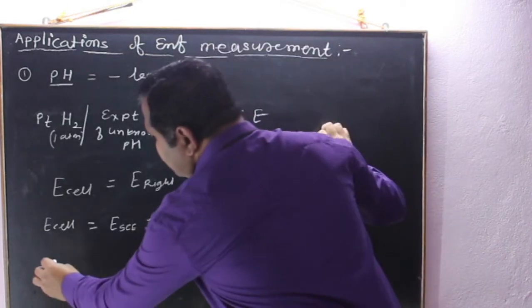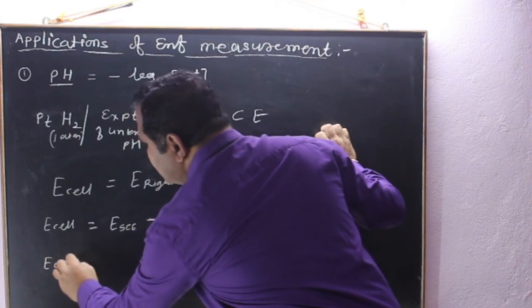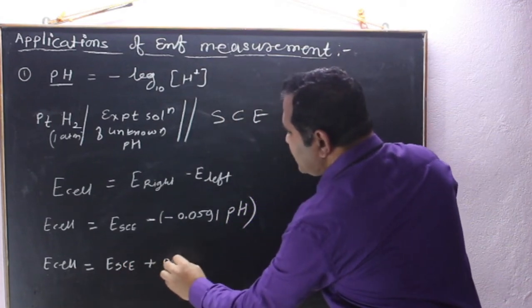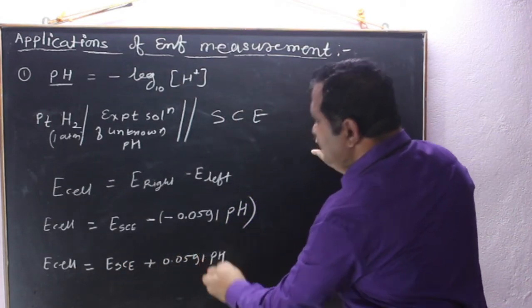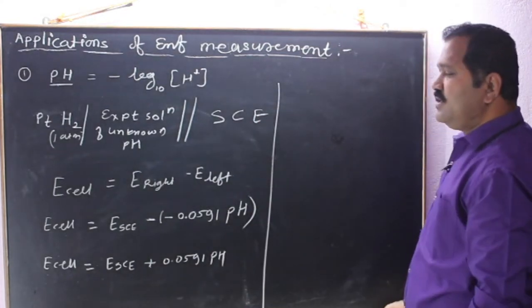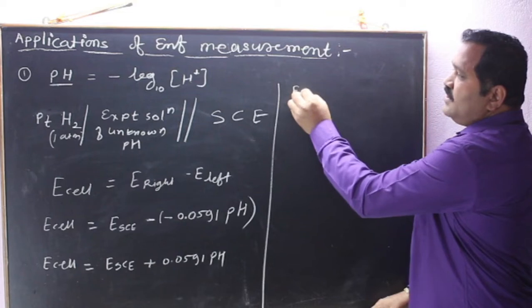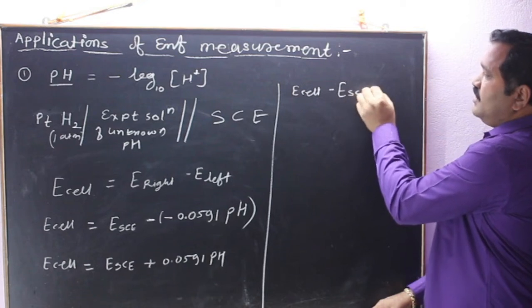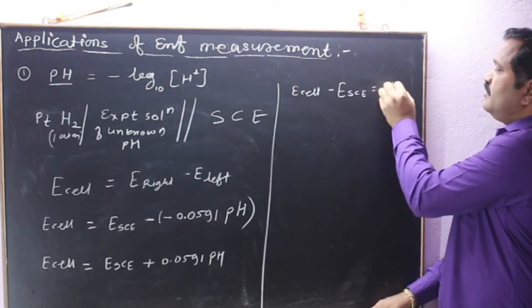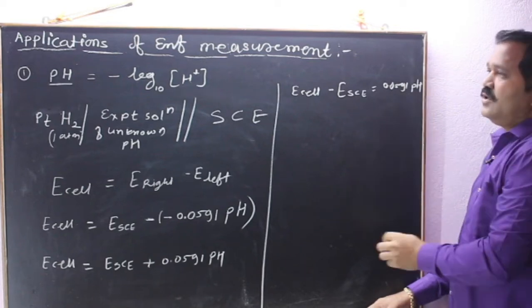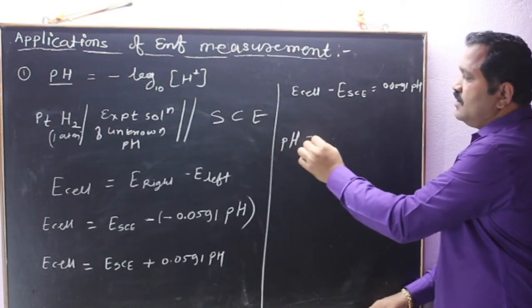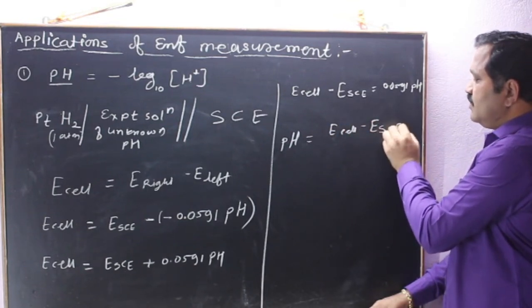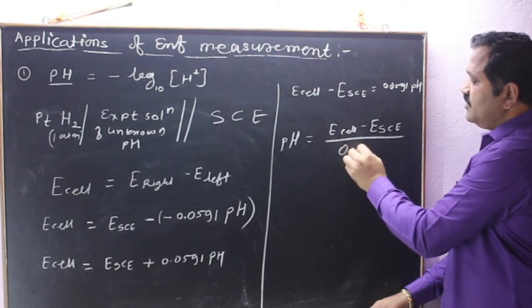Now, if we solve this equation, E cell is equal to E calomel plus 0.0591 pH. Or if you solve this further, E cell minus E saturated calomel electrode is equal to 0.0591 pH, or pH is equal to E cell minus E saturated calomel electrode divided by 0.0591.